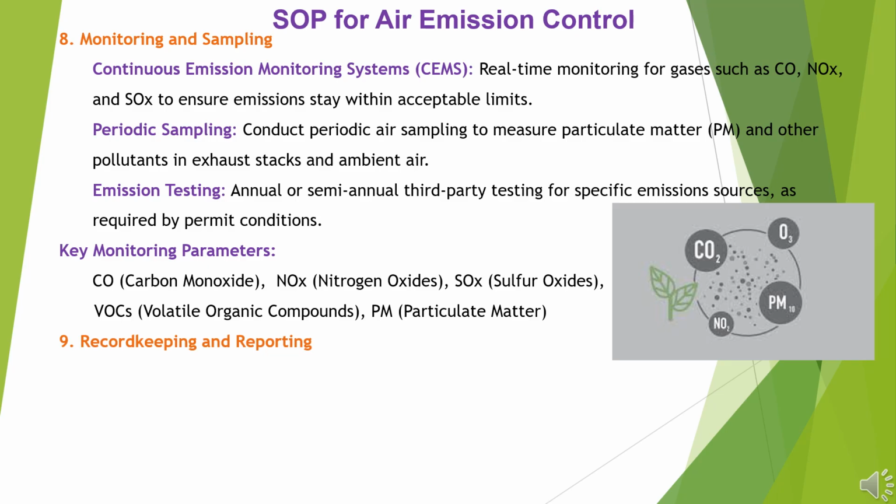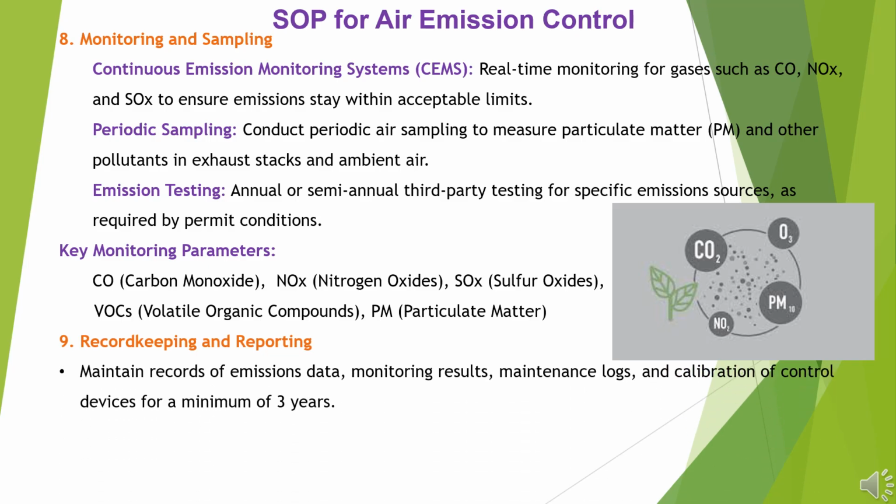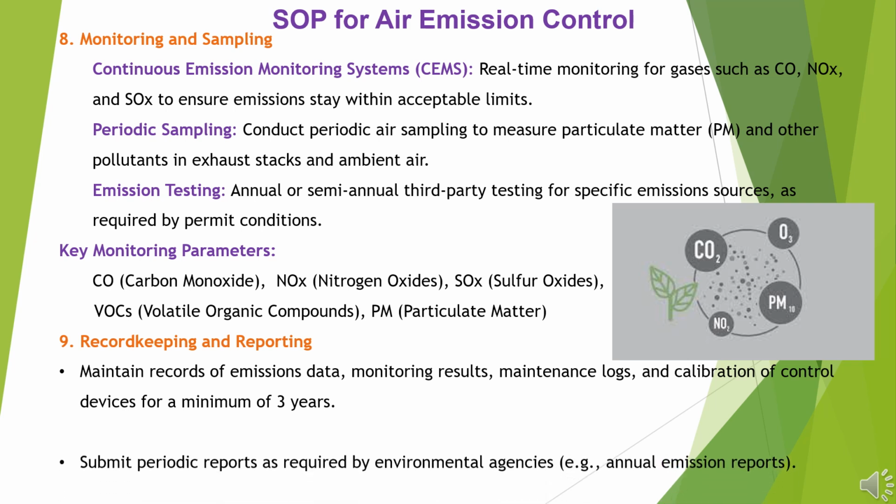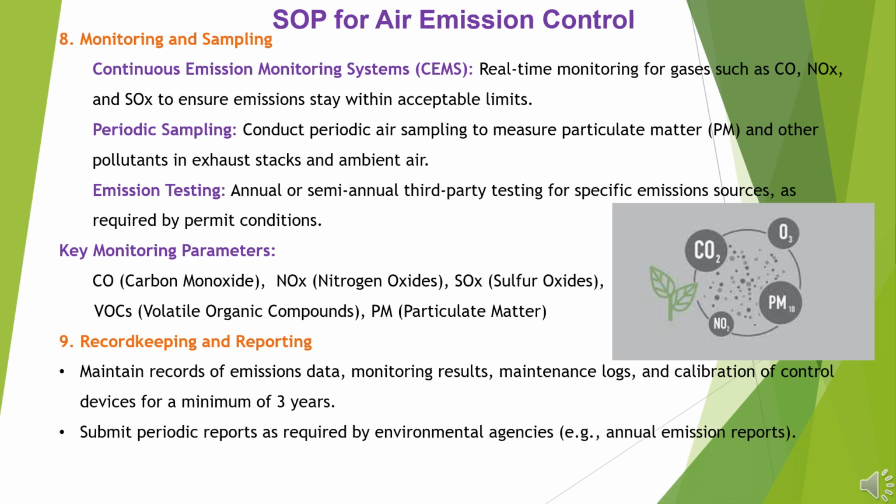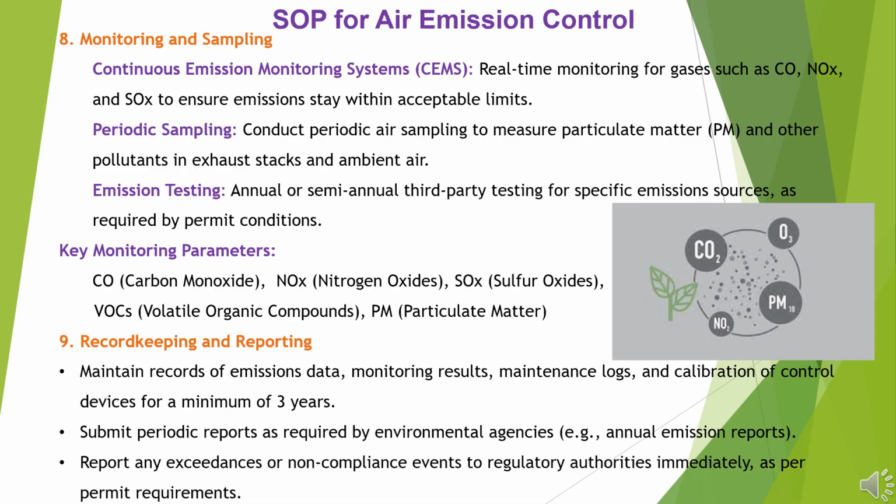9. Record-keeping and reporting. Maintain records of emissions data, monitoring results, maintenance logs, and calibration of control devices for a minimum of 3 years. Submit periodic reports as required by environmental agencies, e.g. annual emission reports. Report any exceedances or non-compliance events to regulatory authorities immediately, as per permit requirements.